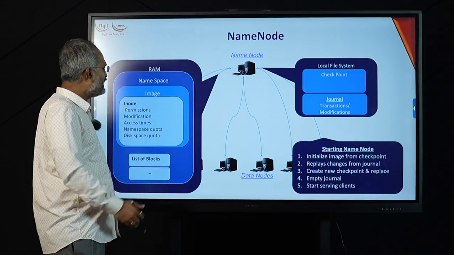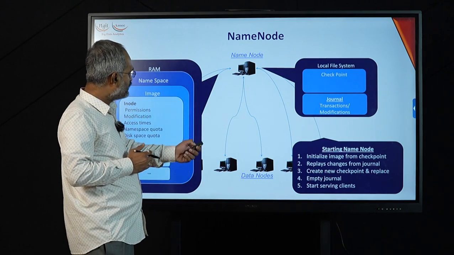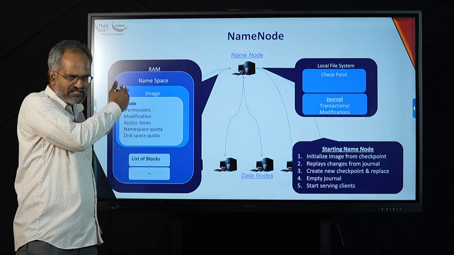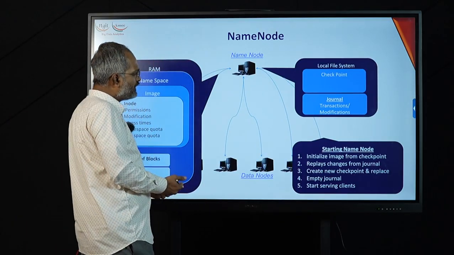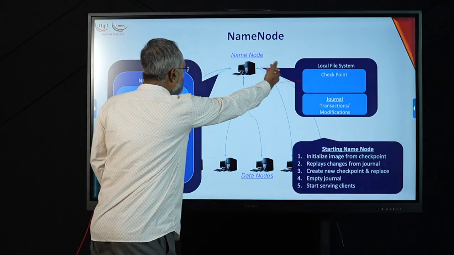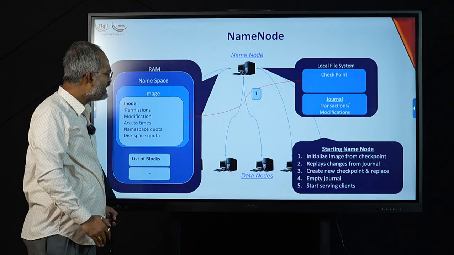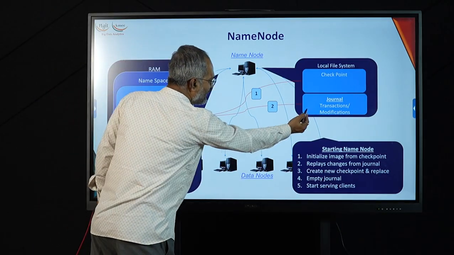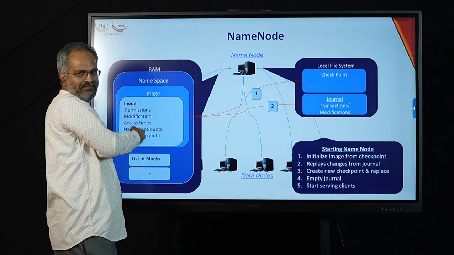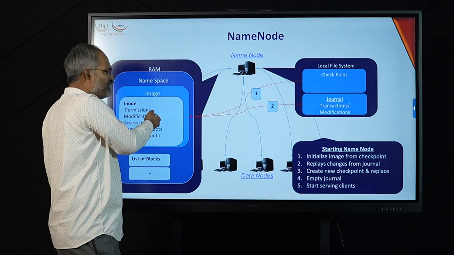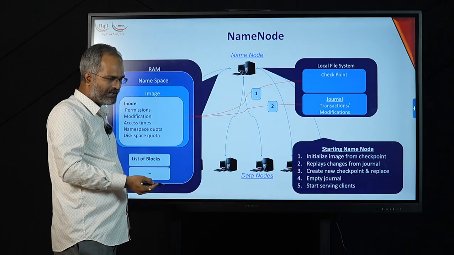First step is, initially, whenever you start the NameNode, RAM is free, RAM is empty. Now whenever you start the NameNode, immediately the checkpoint will be loaded as the image into the namespace area, and the second point is the journal will be loaded and this will be replayed. It will be replayed in the image so that the image will be up to date.